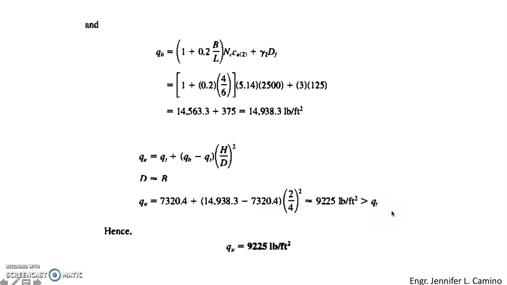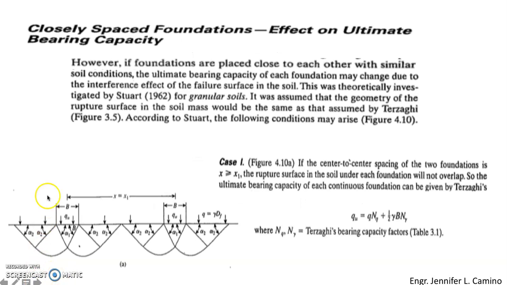So which means that we're going to use D is approximately equal to B. So for this one, since our ultimate bearing capacity satisfies the condition that it should be greater than the bearing capacity of the top layered soil, our ultimate bearing capacity is 9,225 pounds per square feet. So we move on now to closely spaced foundation effect on ultimate bearing capacity.